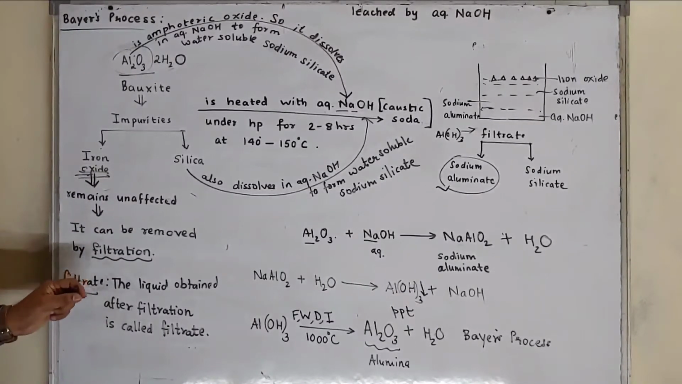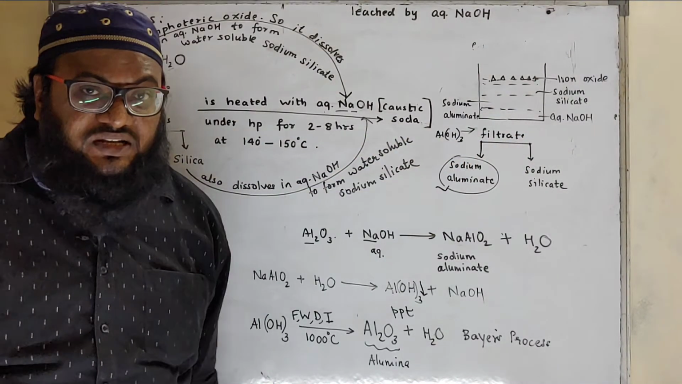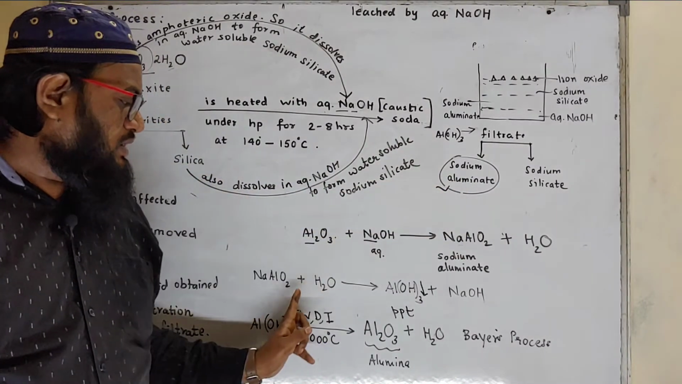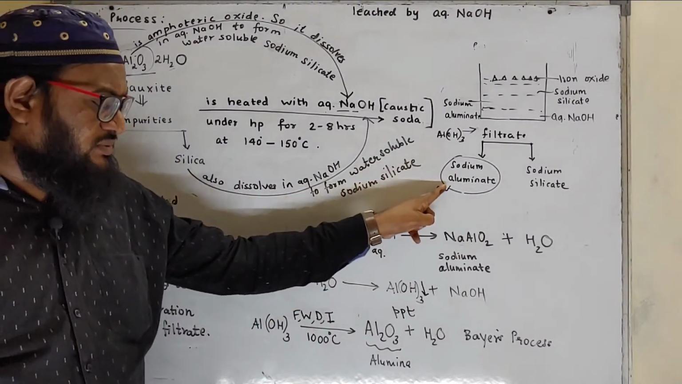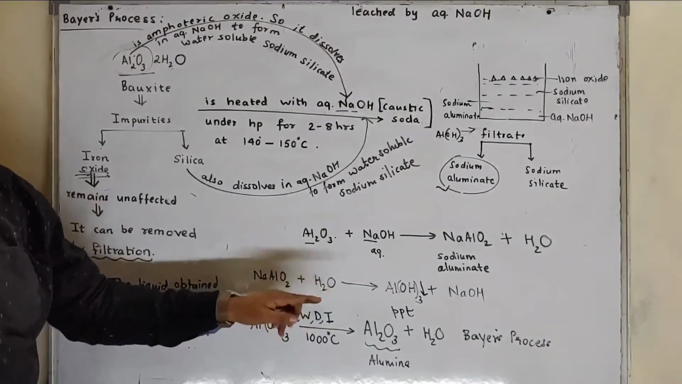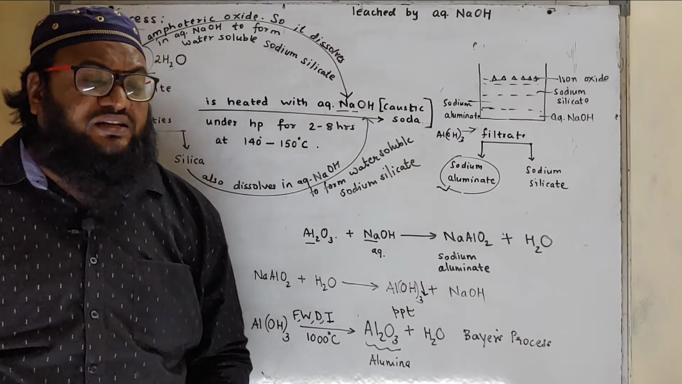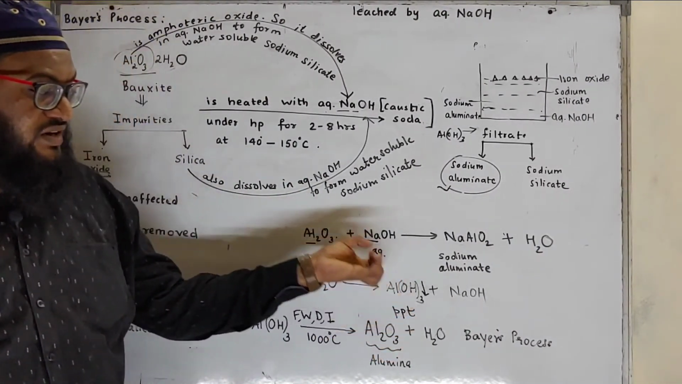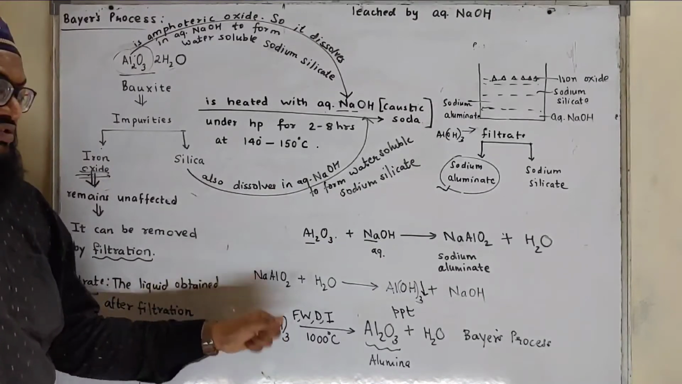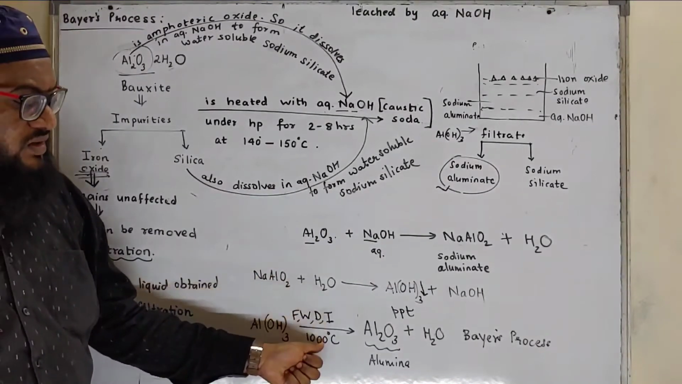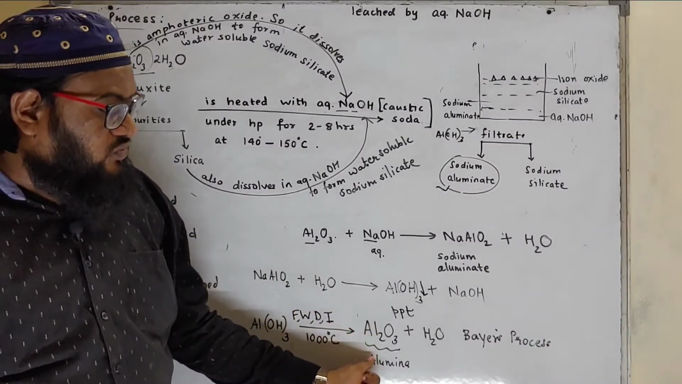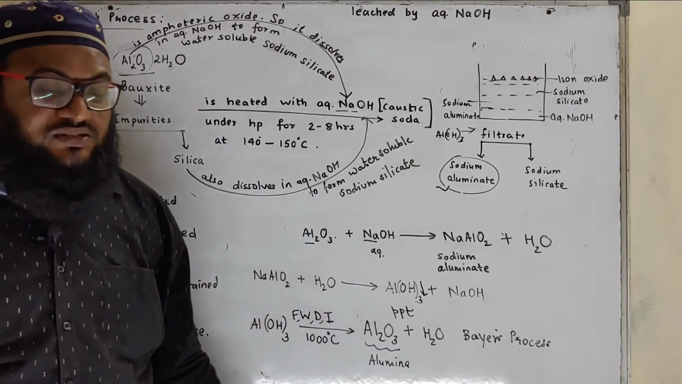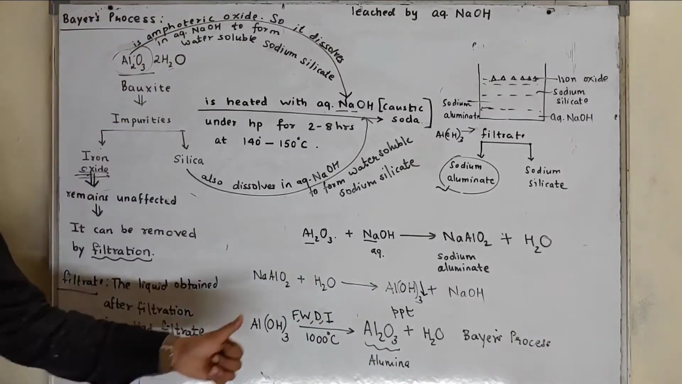Then the filtrate contains sodium aluminate and sodium silicate. What do we need to do? Dilute sodium aluminate by putting in water, and then cool to 50 degrees Celsius. It will result in precipitation of aluminum hydroxide, and this precipitate is filtered, washed, dried, and then ignited at 1000 degrees Celsius to get Al2O3, which is called alumina. So this process is called Bayer's process, and in this process we have removed the impurities.